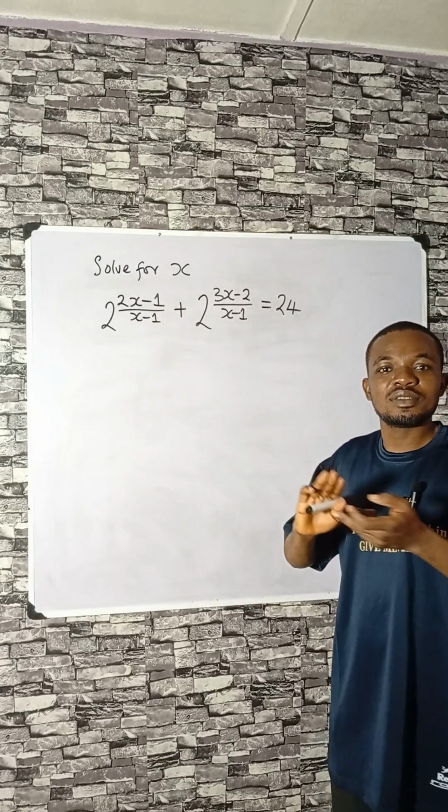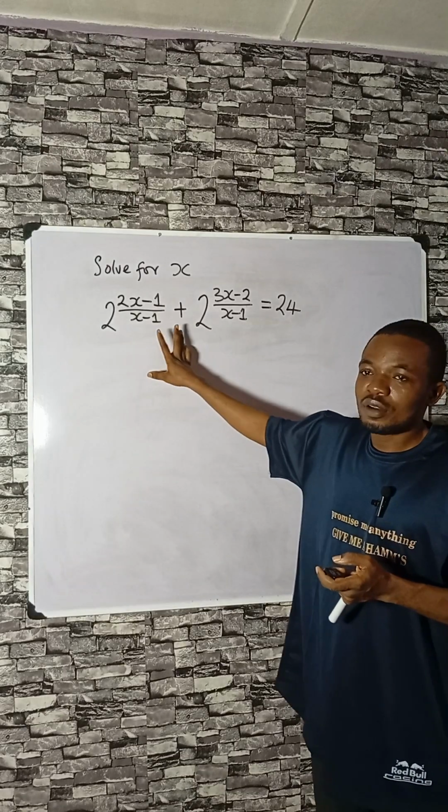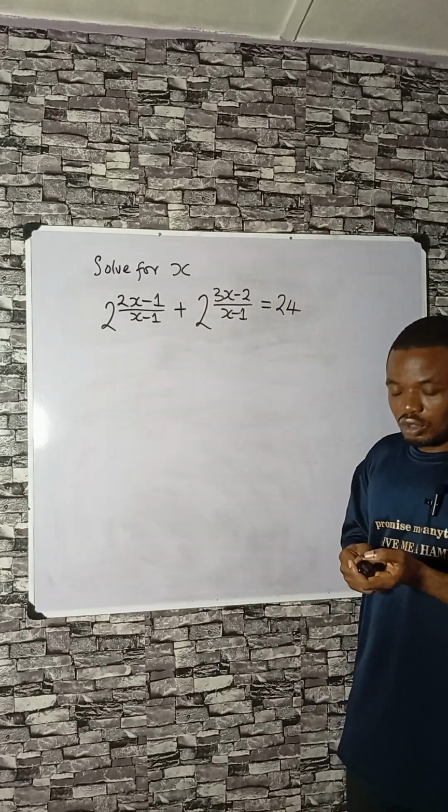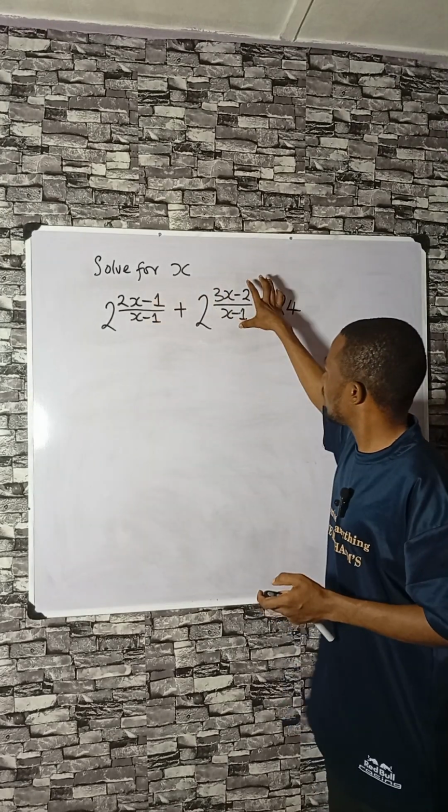On the board is the easiest video I've ever done. You need to find the value of x. We're asked to solve for x here. What you need to do is to find what is common here and here.